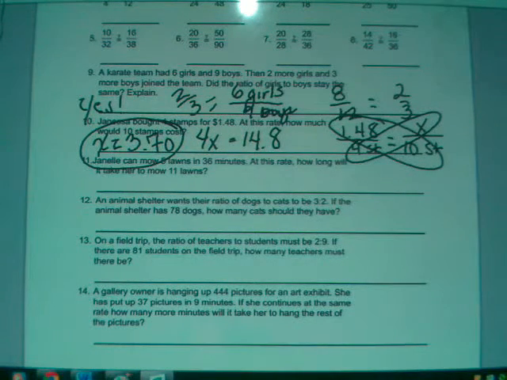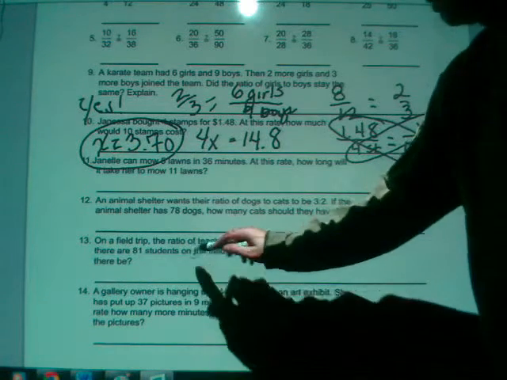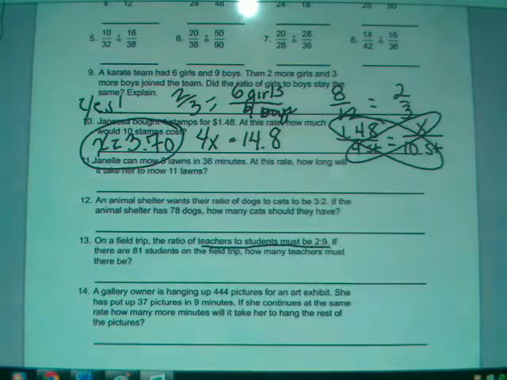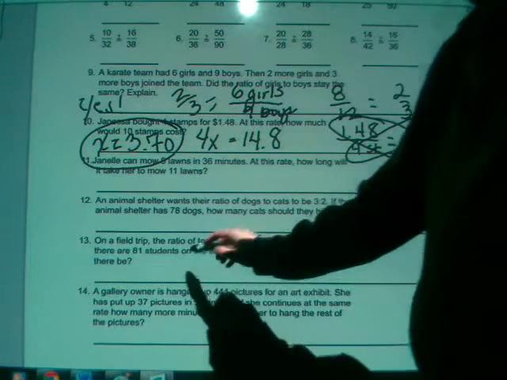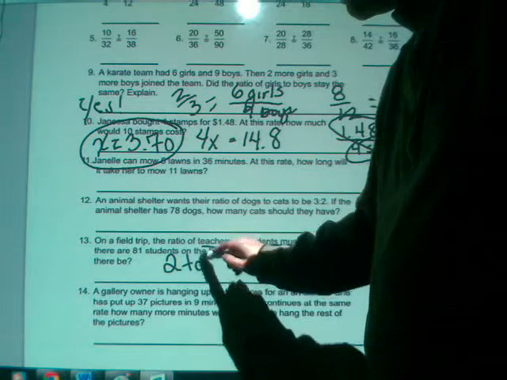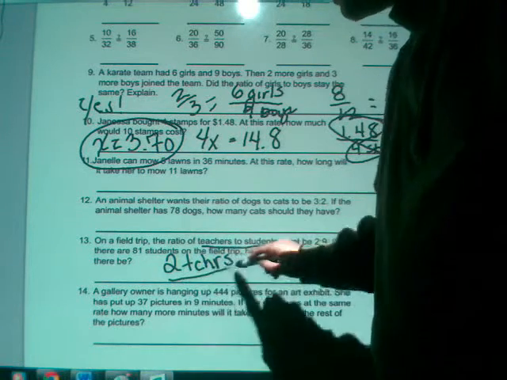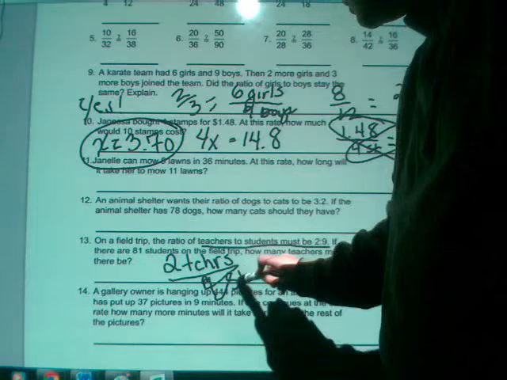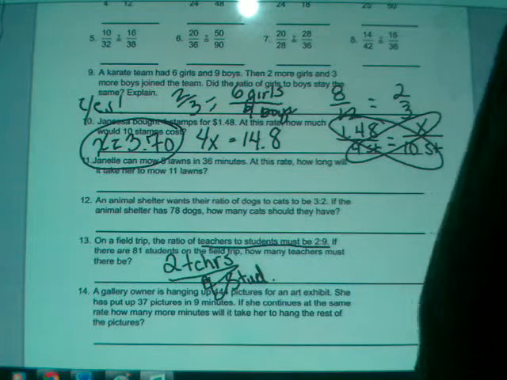All right, let's go ahead and take a look at one more question, number 13. It says, on a field trip, the ratio of teachers to students must be 2 to 9. If there are 81 students on the field trip, how many teachers must there be? So, teachers to students is 2 to 9. All right, that's from the end of the first sentence. That means for every 2 teachers, there have to be 9 students.